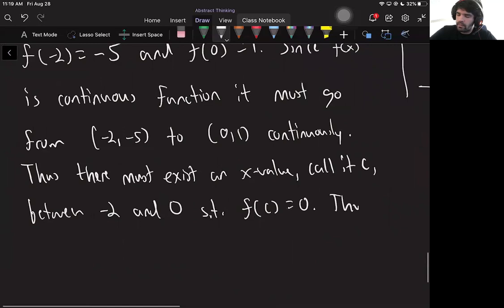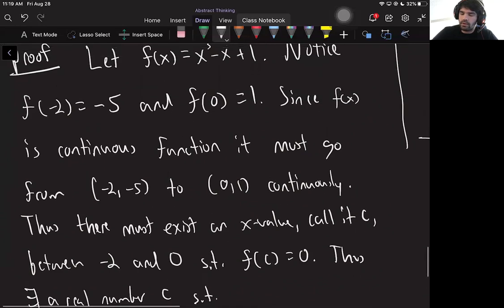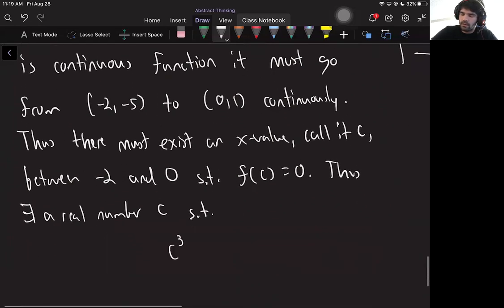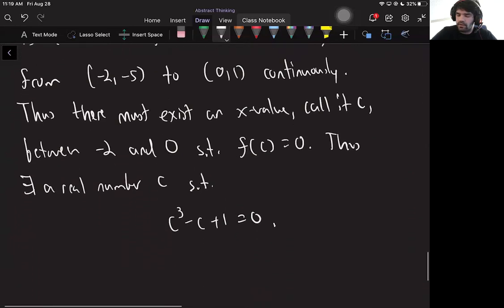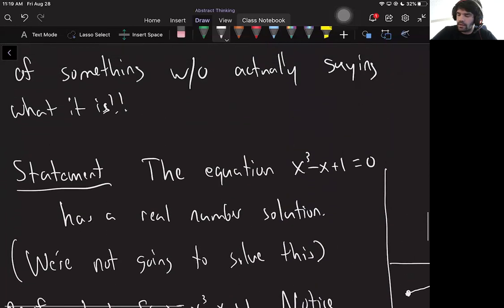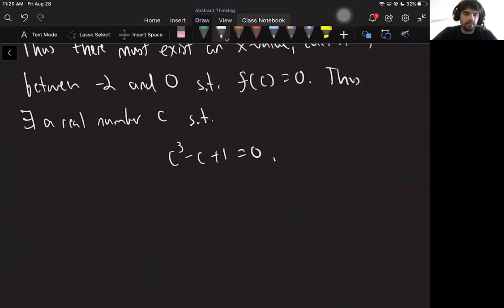So thus, there exists a real number C such that f of C, that's just this function with C plugged in, so C cubed minus C plus 1 equals 0. So this is the end of the proof. I've proven that there is a real number such that when I plug it into this guy, I'll get 0. I don't know anything about the number except that it's between -2 and 0. So this ends the proof.